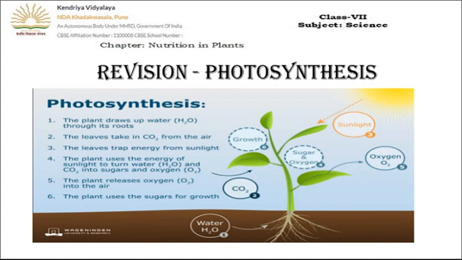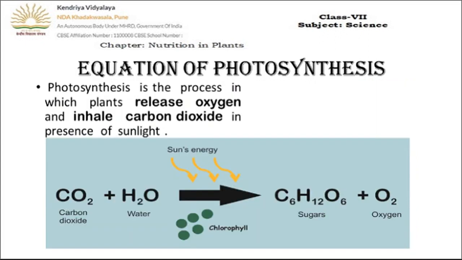Now let's move on to the next slide, that is again the equation of photosynthesis. So photosynthesis is the process in which plants release oxygen and they take in CO2 in the presence of sunlight. You can see the equation given on the screen. CO2 stands for carbon dioxide, this is the formula for carbon dioxide, plus water. What is the formula for water? It is H2O. C here stands for carbon, O for oxygen, H for hydrogen.